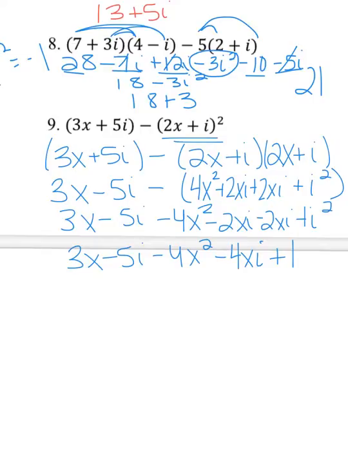So my final answer is actually kind of messy, but I'm going to put negative 4x squared plus 3x and then plus 1, and I'll put my imaginary numbers at the end. So minus 4xi minus 5i. Okay, but that's a lot going on for number 9.